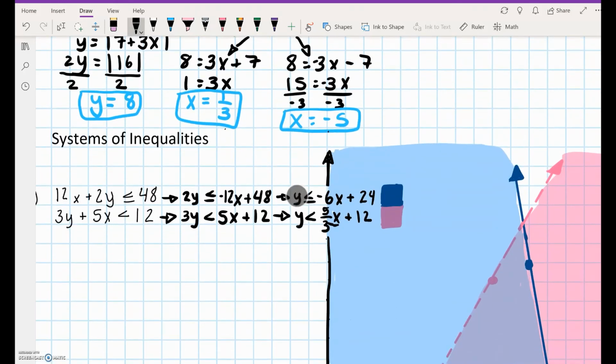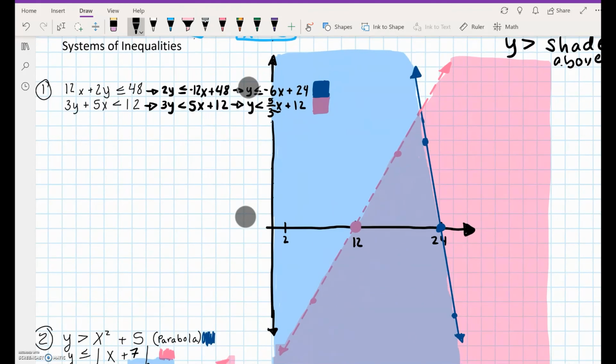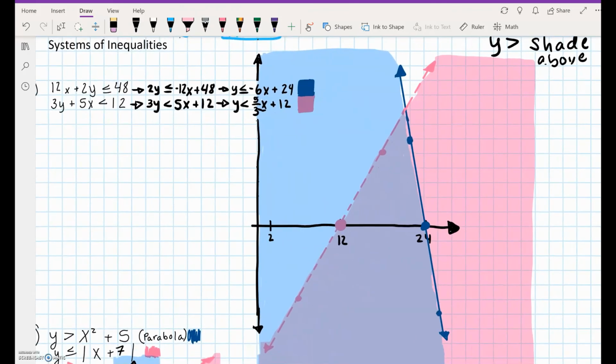Now we're going to hop into systems of inequalities. So there's a few very important things to remember for systems of inequalities.